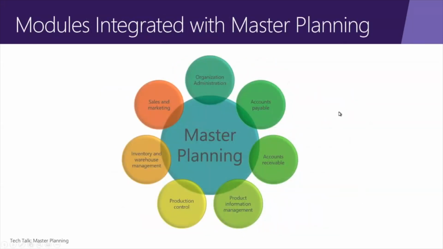All right, master planning is integrated with a lot of various modules in Dynamics 365. So if you look at organization administration, that's where you will set up your calendars. So you basically define what times your business is operating, what times it's not, what time a warehouse is operating, what time it's not, what time a production facility is operating, what time it's not. So master planning can take that calendar into account while doing its scheduling. Organization administration is also where you go define your machines and your resources.